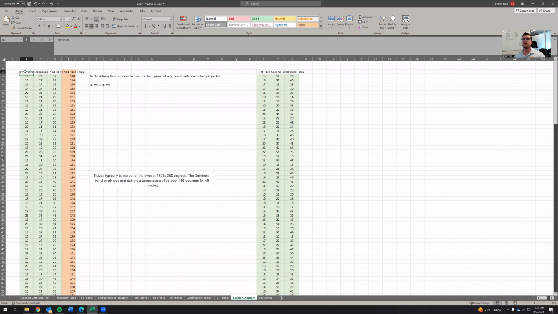So in here, we've got different pizzas and when different pizzas were delivered. Say, for instance, you have a pizza company and they are delivering pizzas and they're only ever going to deliver up to 3 pizzas. So as the delivery time increases for non-rush hour pizza, how is rush hour delivery impacted, or rather, how is the temperature, how is rush hour impacted?